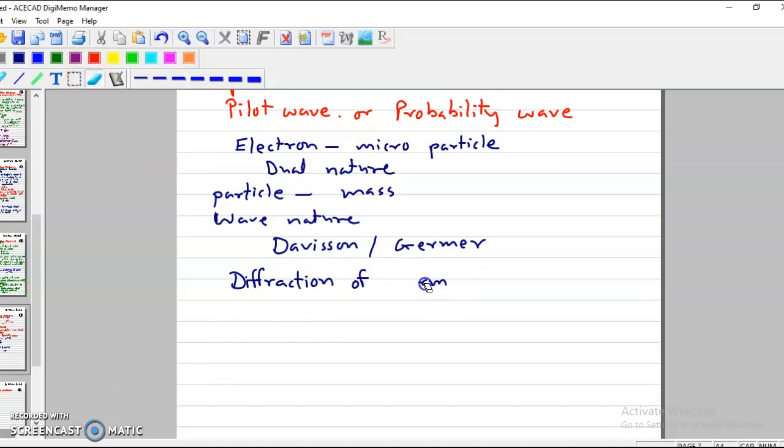So diffraction of electron proves that electron has wave nature. So here electron has wave nature as well as particle nature, and it is proven by two scientists, Davisson and Germer. So now we know that electron is having dual nature. So if electron is having dual nature, then what could be the structure of atom? How does electron revolve around nucleus? We have to answer all questions.